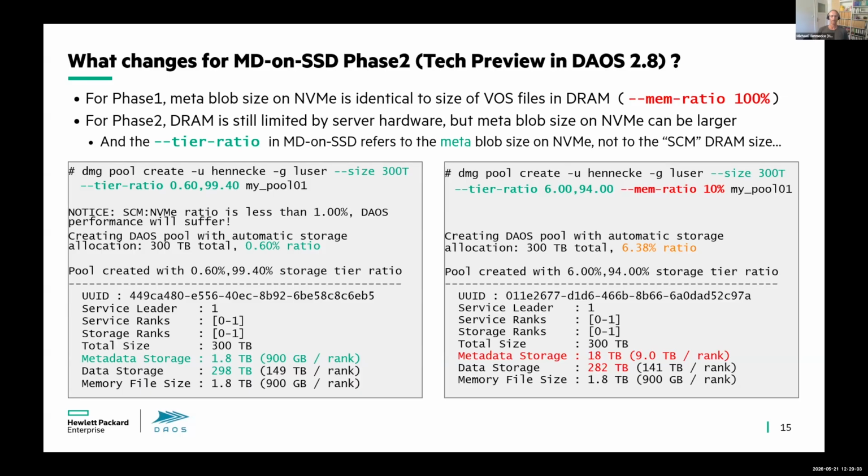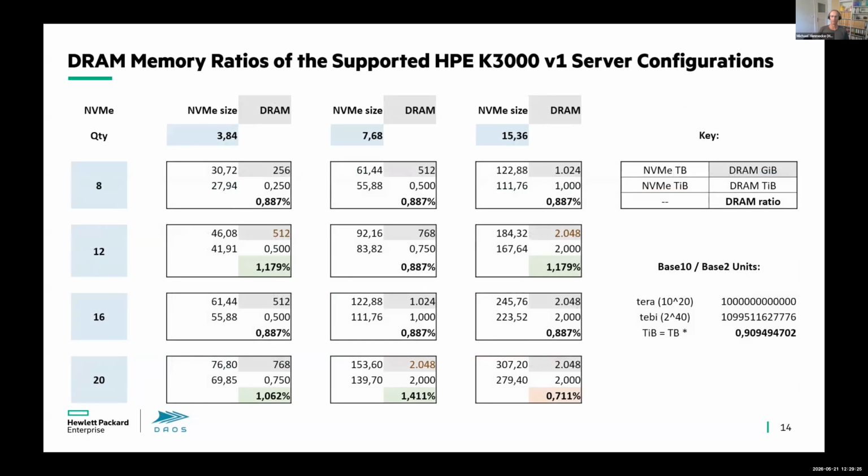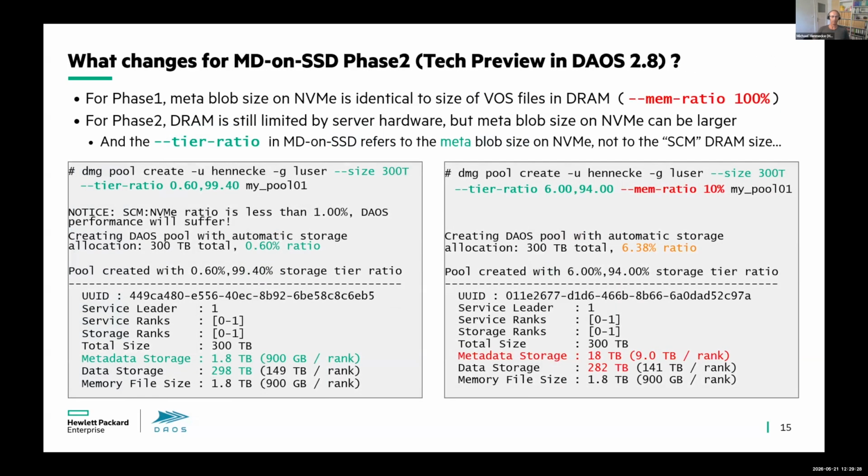What I'm showing in the 2 gray boxes here on the left-hand side is phase 1, where you don't specify mem ratio, which means you get the default mem ratio of 100%. This is on a system that has 20 of the 15 terabyte drives. It has 2 terabytes of memory. The raw capacity was, let me see, on base 2, 307 TiB. And I'm just creating a pool here of 300 terabytes with a tier ratio of 0.6% SCM and 99.4% of NVMe. And you see the results.